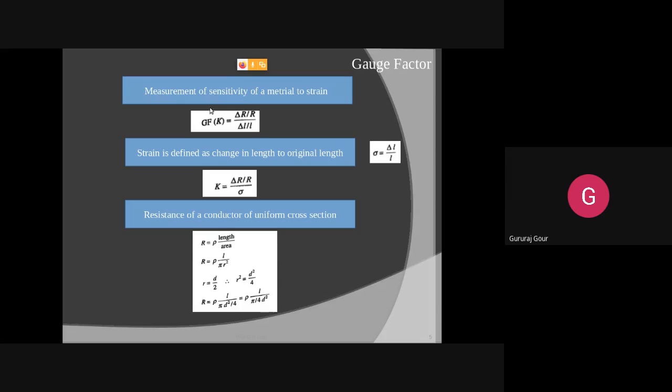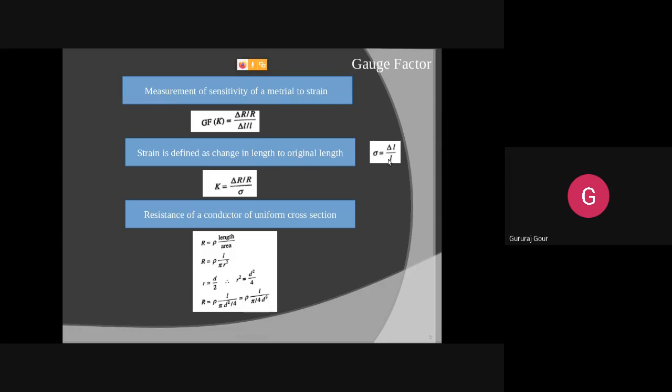So gauge factor means what? It is the measurement of the sensitivity of a material to strain. So how sensitive our wire is to strain. That is given as the ratio of the change in resistance to the change in length. That is known as the gauge factor. Okay, this is how we are going to define the strain: the change in length to the original length.